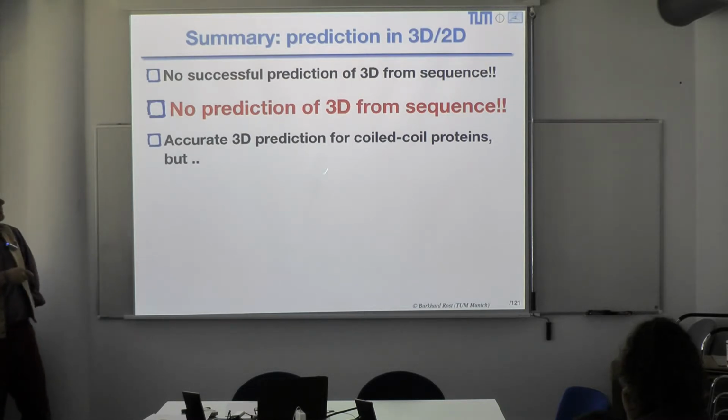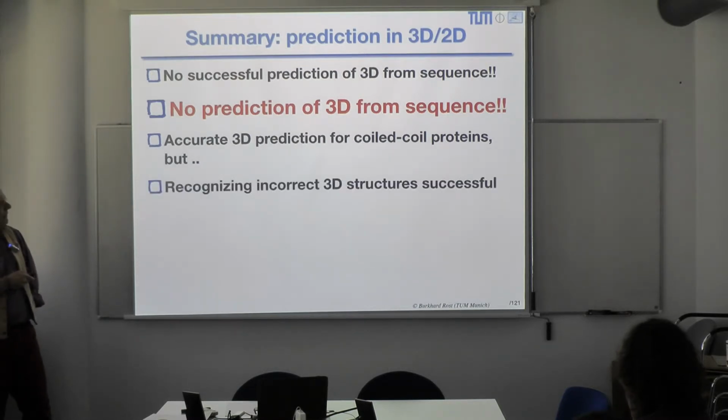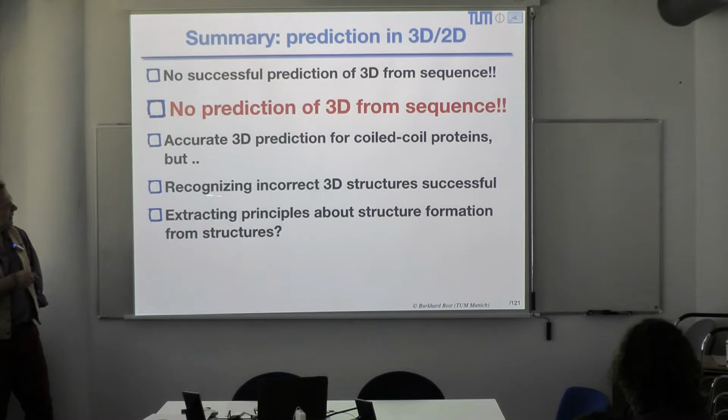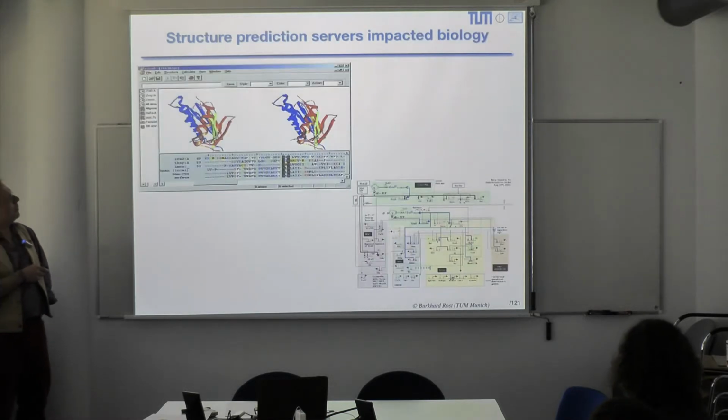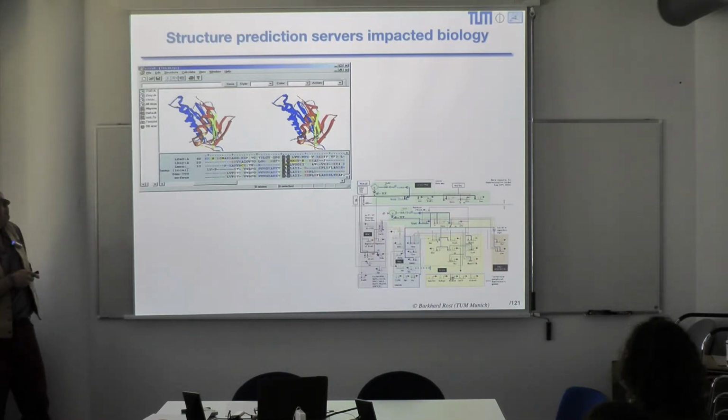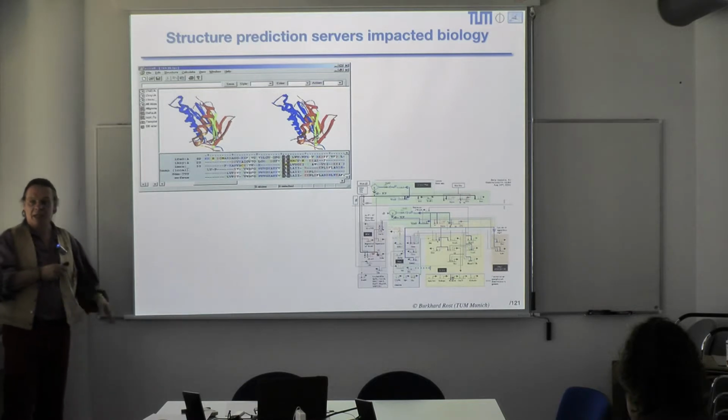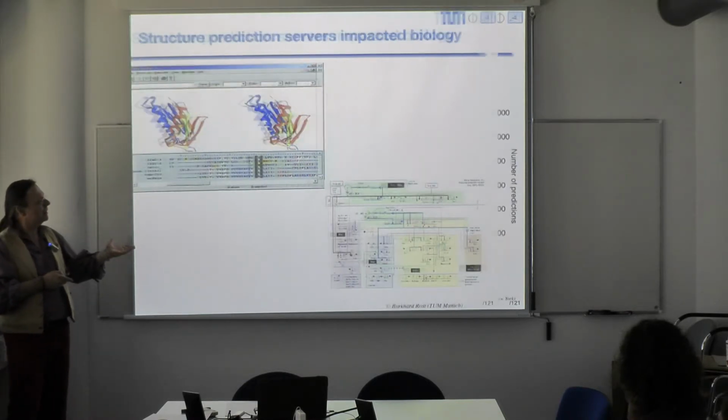We have some accurate 3D predictions for core proteins, and we can recognize incorrect 3D structures with increasing success. But can we extract principles about structure formation from structure? Well, to some extent we can. But in fact, that is where we improved, and I'm going to get into threading on this. Clearly, the structure prediction servers that came out of CASP have impacted the field.